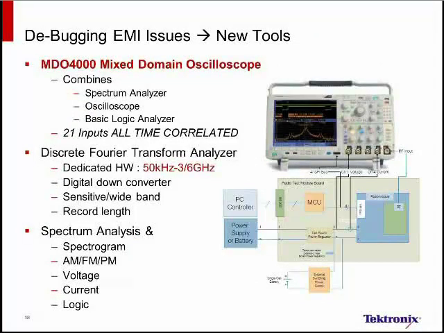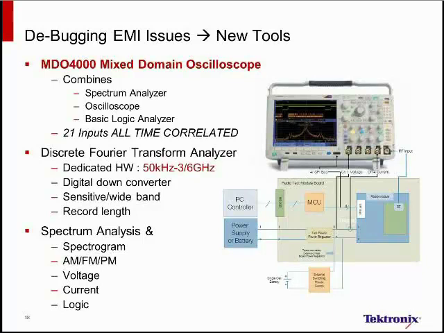Advanced EMI debug. Tektronix has an MDO4000 Mixed Domain Oscilloscope. This is a really interesting instrument because it combines a spectrum analyzer, a scope, and a basic logic analyzer in one instrument. It has 21 separate inputs that are all time correlated. The spectrum analyzer itself will go anywhere from 50 kilohertz to 3 or 6 gigahertz, depending on the model. It employs a digital down converter and has extremely wide instantaneous bandwidth.